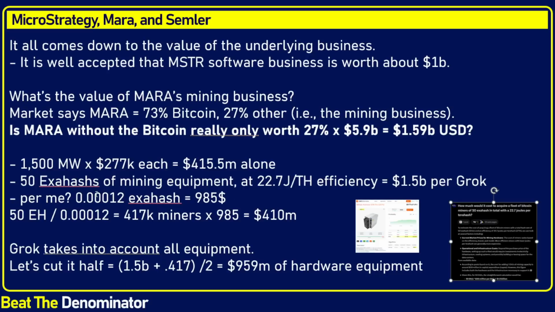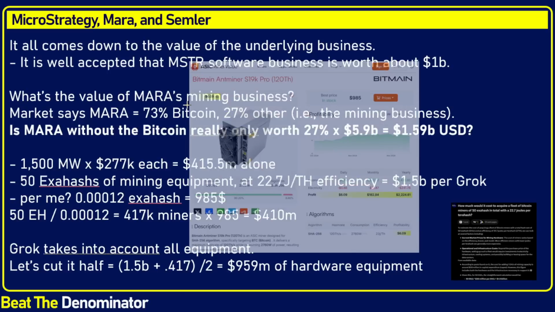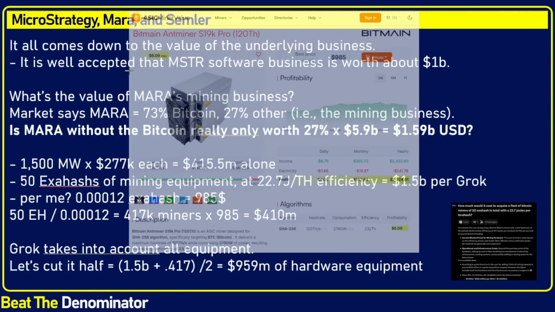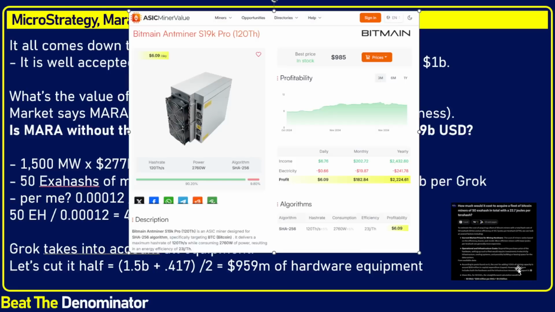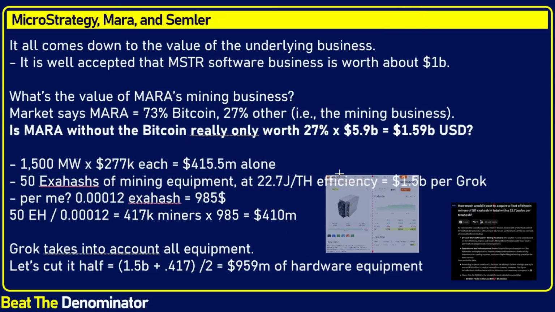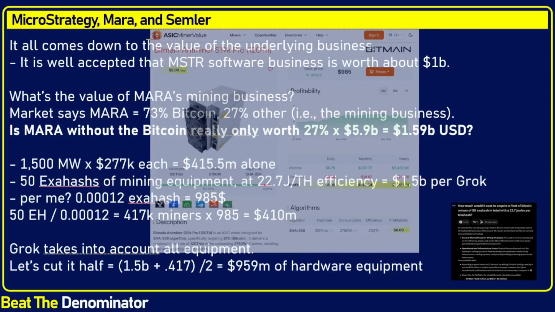Well, I'm always doing it kind of simple on my channel. So I tried finding a miner that is representative of their efficiency. The closest I could find right now, this is market price as of January 2nd, 2025, is the Bitmain Antminer S19K Pro, 120 terahash at 23 joules per terahash. You can see they have 22.7 joules per terahash. So it's roughly one-for-one, roughly equal.